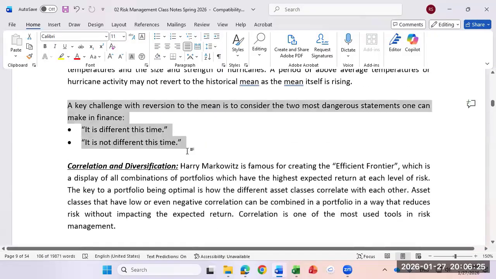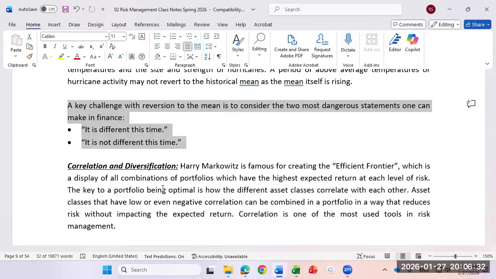So there's 2 phrases that are really dangerous in finance. It's different this time, and it's not different this time. That's where reversion to the mean comes in.